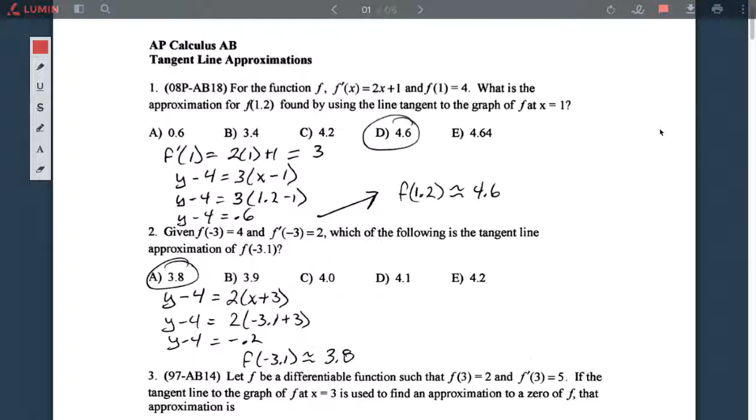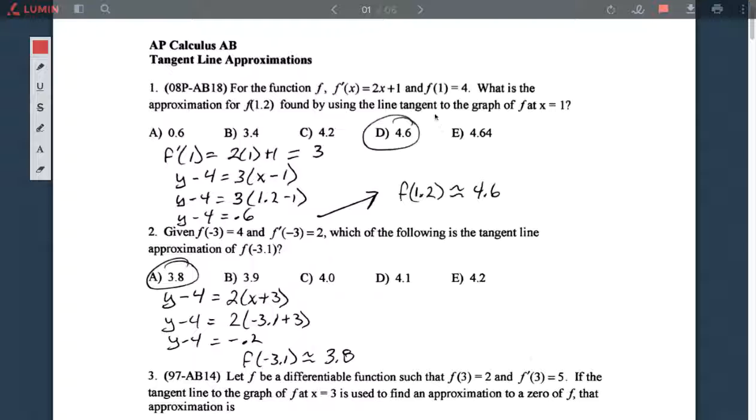All right, we're looking at answers to the tangent line approximations worksheet from Friday. Hopefully you found this pretty easy to do, but real quick, we'll run through the answers, make sure we got it. Number one says for the function, f prime is equal to 2x plus 1 and f of 1 is equal to 4. What is the approximation for f of 1.2 found by using the line tangent to the graph of f at x equals 1?